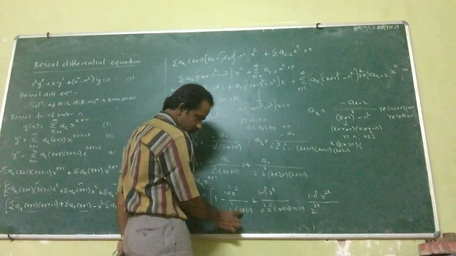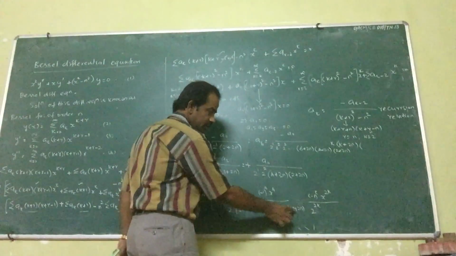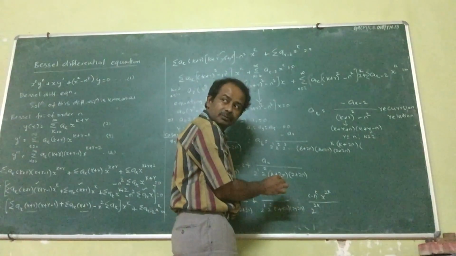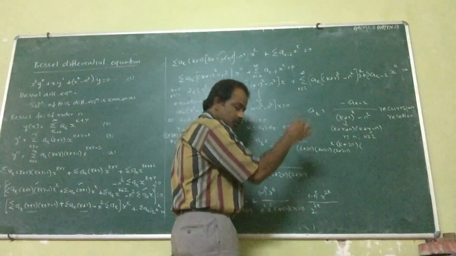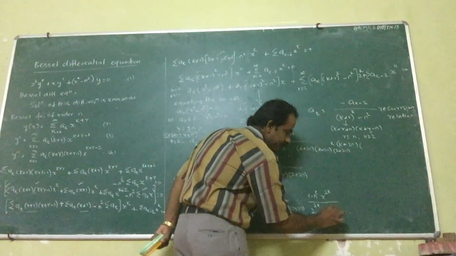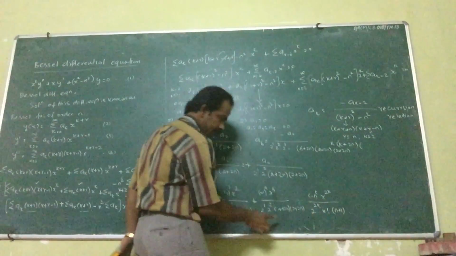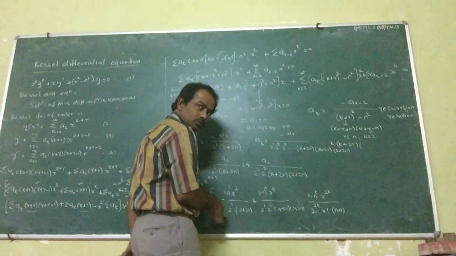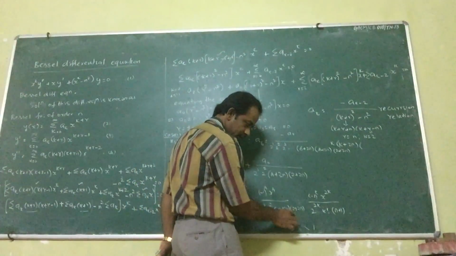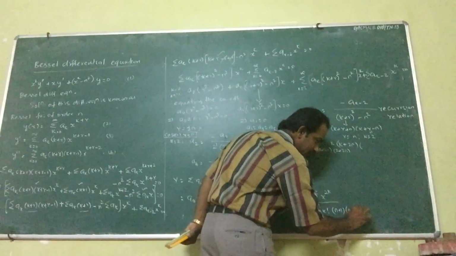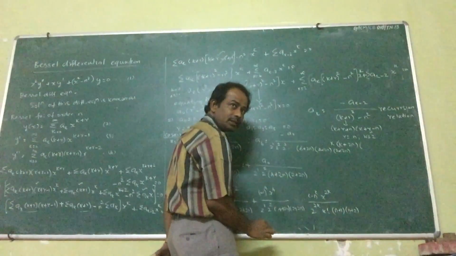I can pull 2 out here, and here also I can pull 2 out. So this will become 2, 3, 4 and so on, so it becomes k factorial. The remaining term will be n plus 1, because we have pulled 2 out. We have pulled 2 out here also, and here also, so n plus 1, n plus 2. Is it clear what I am saying?